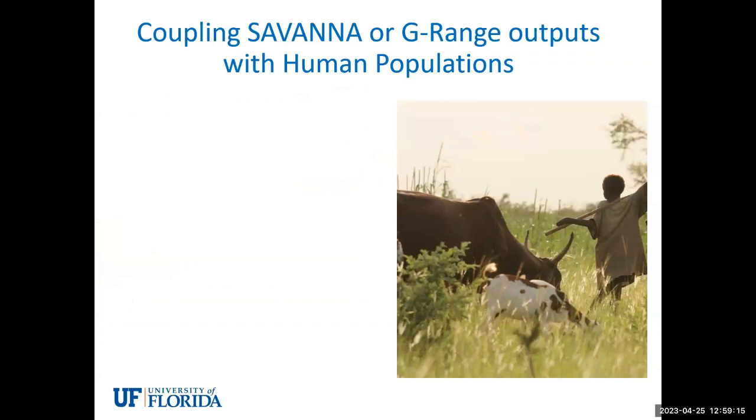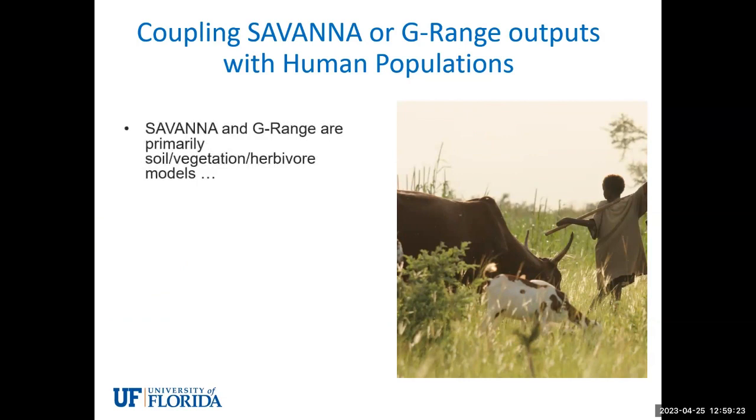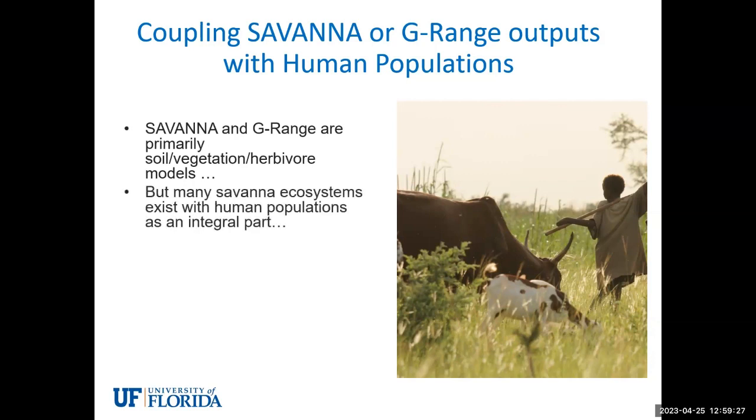Okay, finally, the last part. Trying to get human populations inside here. I'm going to show you a model that's SAVANNA and G-Range with human populations. SAVANNA and G-Range are primarily soil, vegetation, herbivore models, but you want people in there too, because people in savanna ecosystems have been together for a long, long time. And so, we need to keep the people in there too.